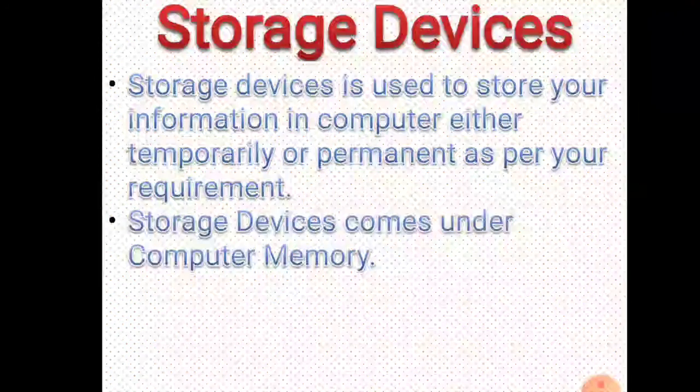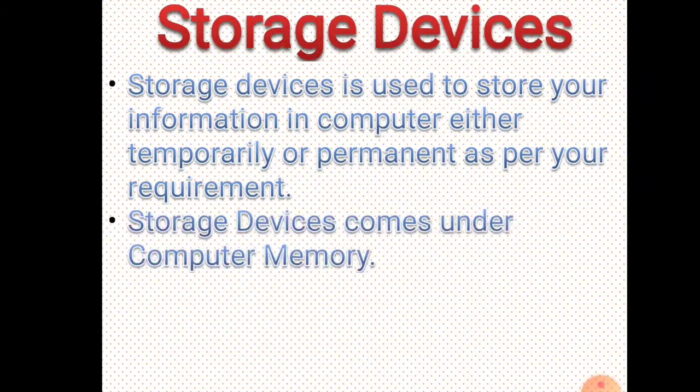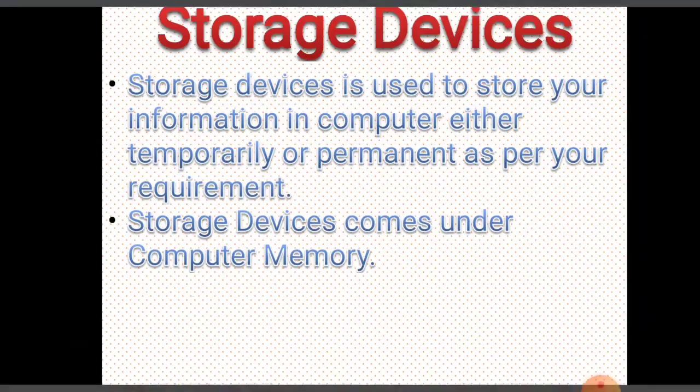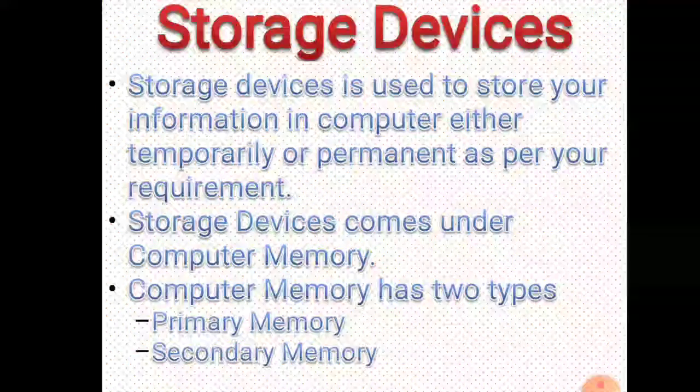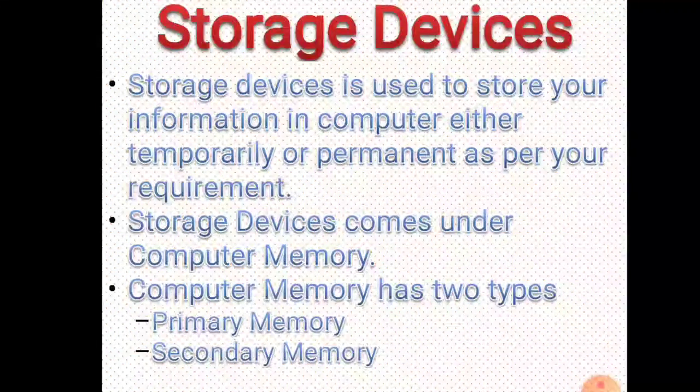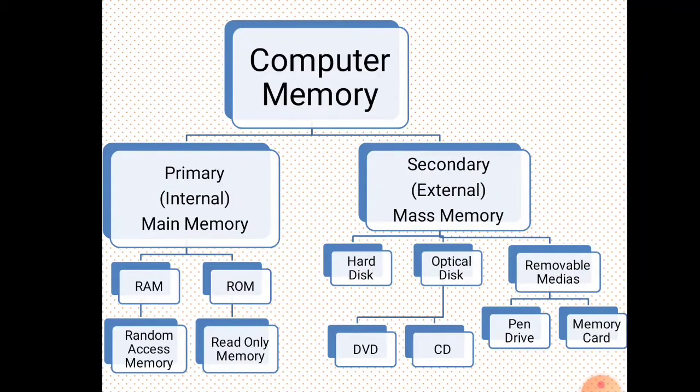Storage devices come under computer memory, and it is of two types: primary memory and secondary memory. Primary memory means what exactly? Here we will see the different categories. Computer memory is of two types, primary memory and secondary memory.